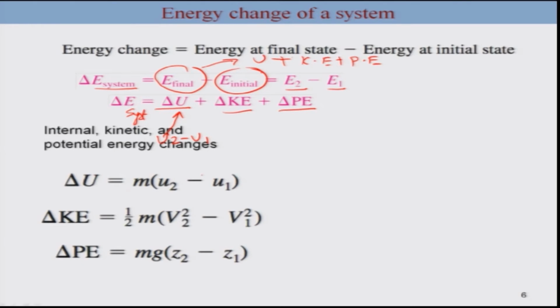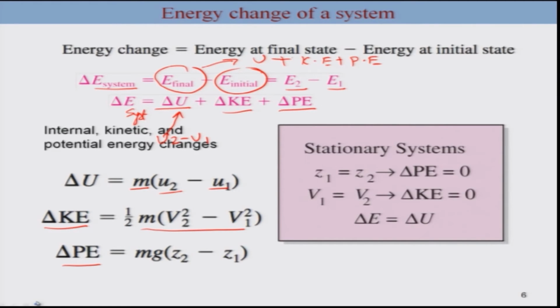You can write this expression in more detail. Delta U is nothing but mass multiplied by specific internal energy, so this is in per kg form, and delta KE is given in terms of the velocity. Now in the case of a stationary system, Z1 and Z2 are fixed, V1 and V2 are fixed, that means they are the same, which leads to zero potential energy difference and zero kinetic energy difference, and thus the total energy change of the system is the same as that of the internal energy. That is obvious based on this expression.